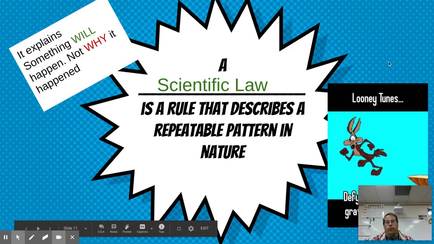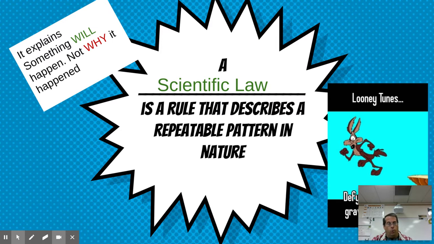Now, a law, on the other hand, tells me something will happen, not why. So I keep using the example. If I drop my pencil, I know that it's going to fall to the ground. Why? Well, because of the law of gravity. We know that gravity pulls objects down. Now, when it comes to why that happens, we get in a fuzzy area.